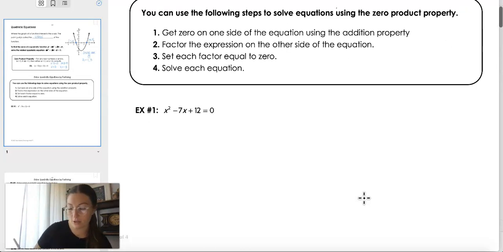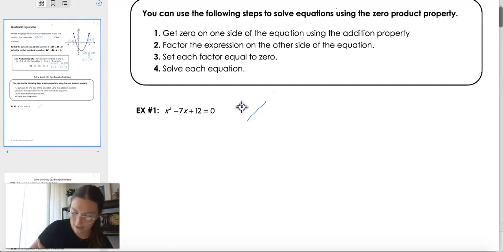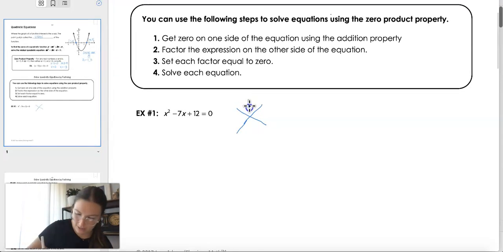I'm not sure how Mr. Teal showed you guys how to factor. I use a super old school method. I use the x. This x is just to organize it. So I need something that multiplies to give me 12 but adds to give me -7. So this is your a times c value, and this is your b value. So I'm looking for these two numbers.